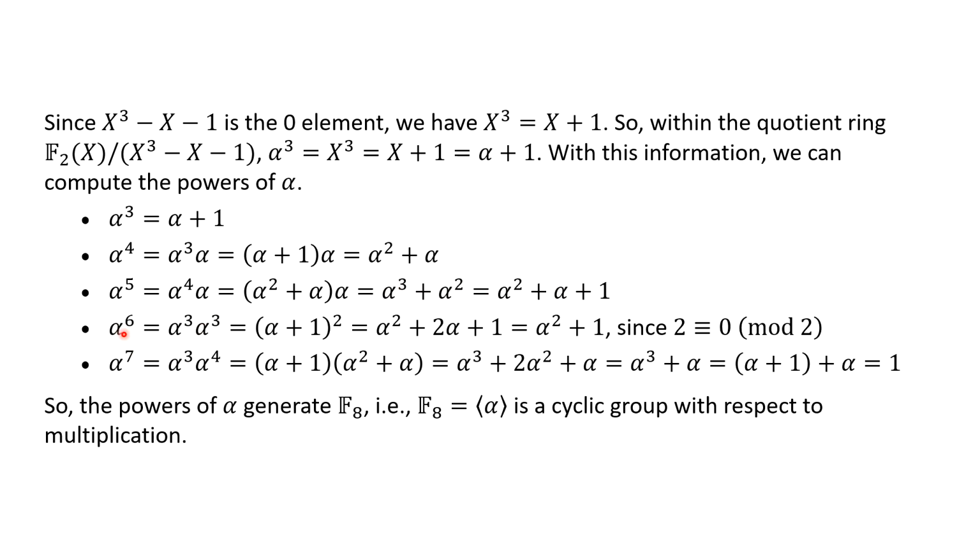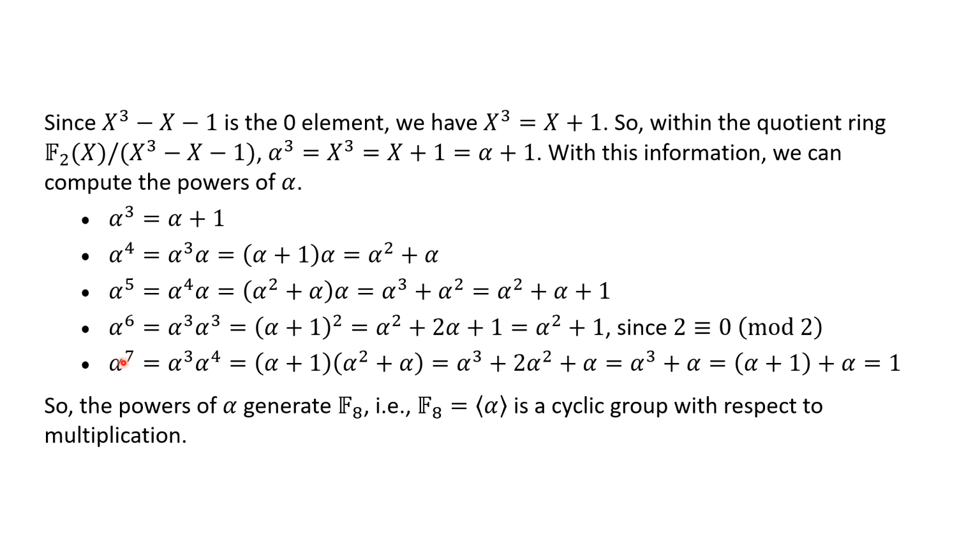Then alpha to the 6th is alpha cubed times alpha cubed, which is alpha plus 1 squared. We get this here, but the 2 is, of course, 0 in F2, which I mentioned here. And so we get alpha squared plus 2 alpha squared plus 1.